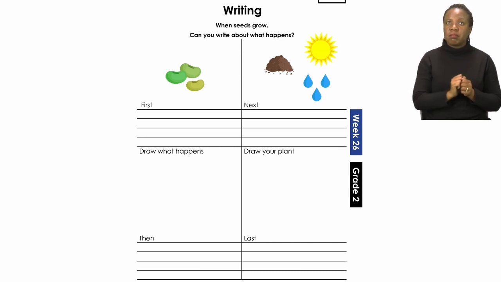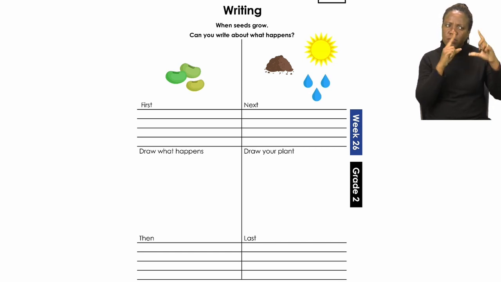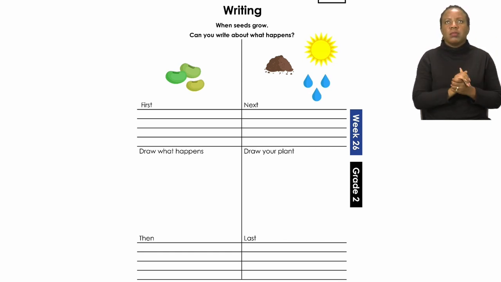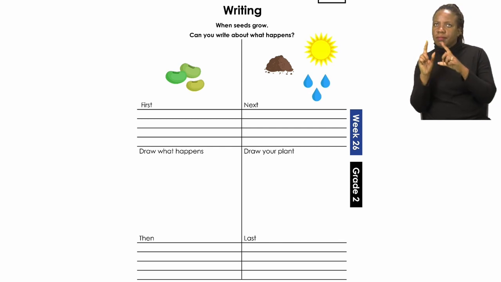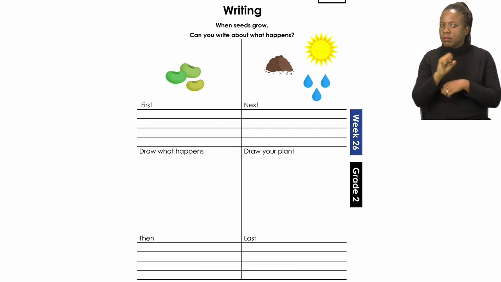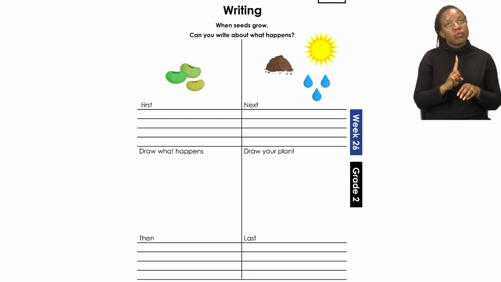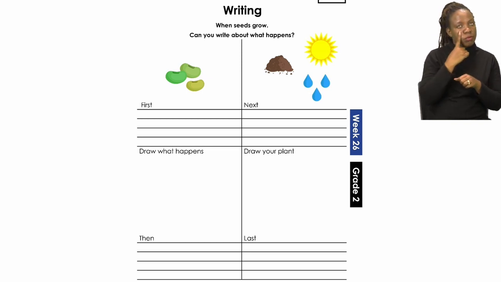Now in the picture you will see the first part, it gives you a picture of seeds. Can you see that? Good job. In the second picture, there is a picture of some sand. There is a picture of the sun and some water droplets. Right. Now, what do you need to do? In the first two pictures, you look at the pictures and you write your own sentences as to what happens.